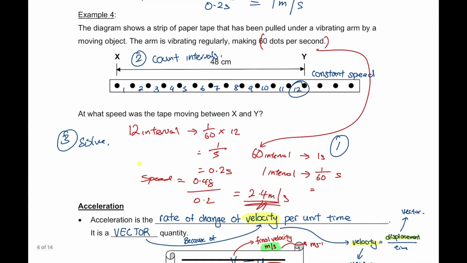This is just another example of how we did it. It's the same exact method. We calculate with 60 dots per second. We are able to find that 12 intervals gives us 0.2 second. 0.2 second is the total time. The distance is 48 cm. So therefore, distance divided by time gives me the speed.